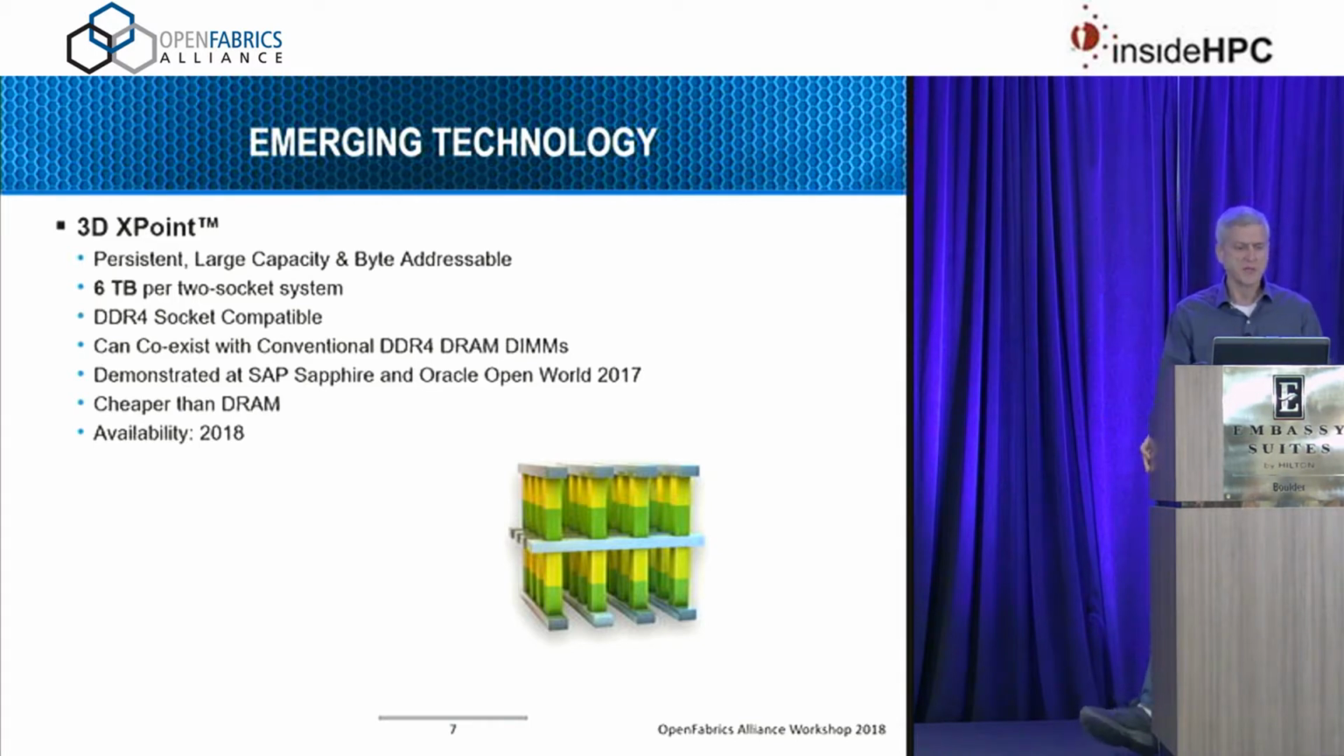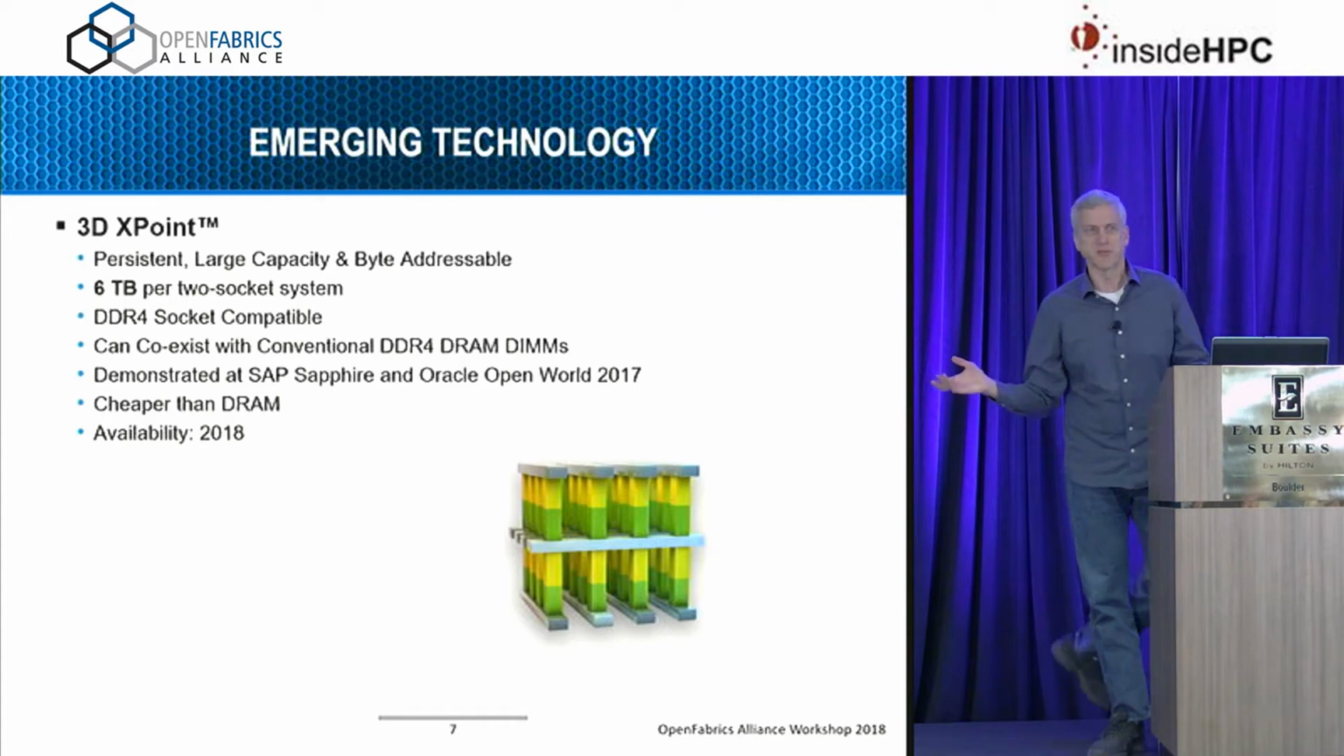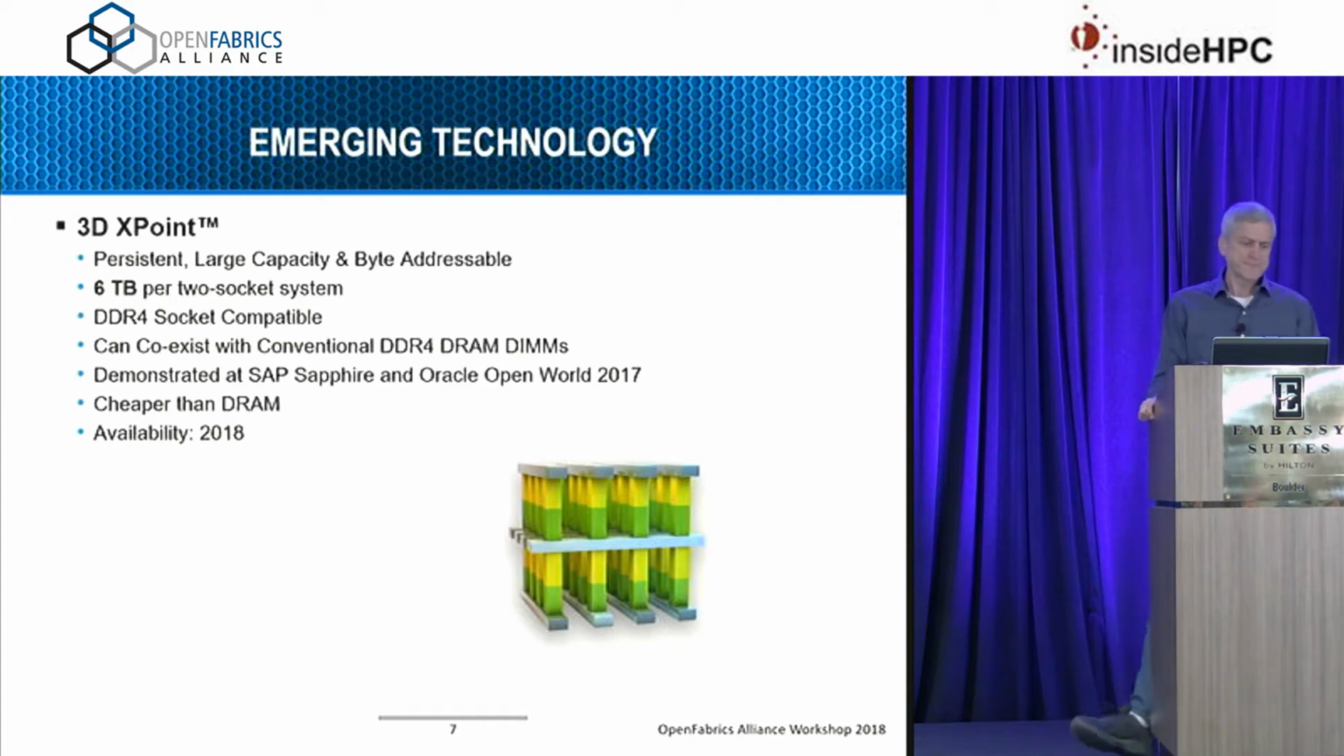It's byte addressable. What has been announced so far is that the capacity is 6 terabytes in the common 2-socket server, so 3 terabytes per socket. And I bolded the 6 terabytes here, because this is actually one of the exciting things about persistent memory to me. There's a capacity explosion here.